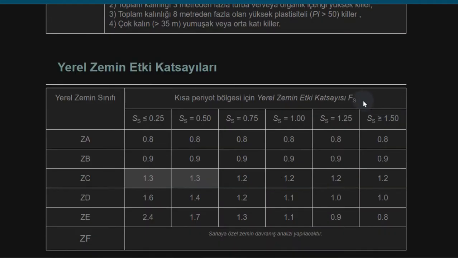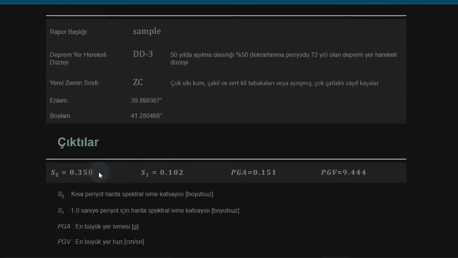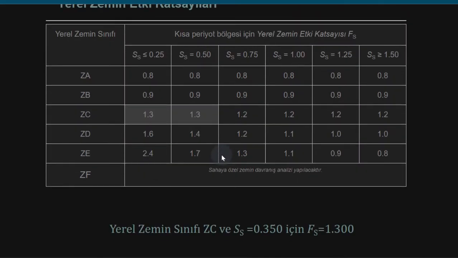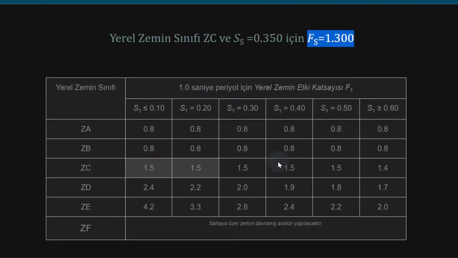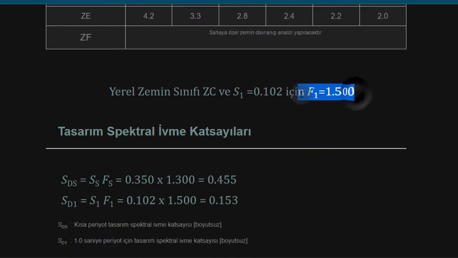After that, we have the FS value. It depends on ZC and also on the SS value. As our SS value is 0.35, SS 0.35, S1 0.102, it lies in between these two, so it will be 1.3. As you can see, the value of Fs is equal to 1.3. After that, we have F1. It will also depend on S1. Our S1 value is 0.102, which is in between these first two columns, so the value will be 1.5. Here as you can see, the F1 value is 1.5.